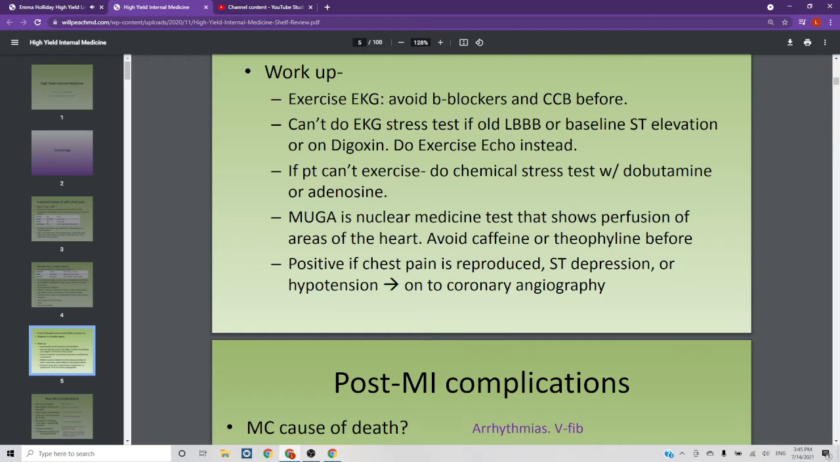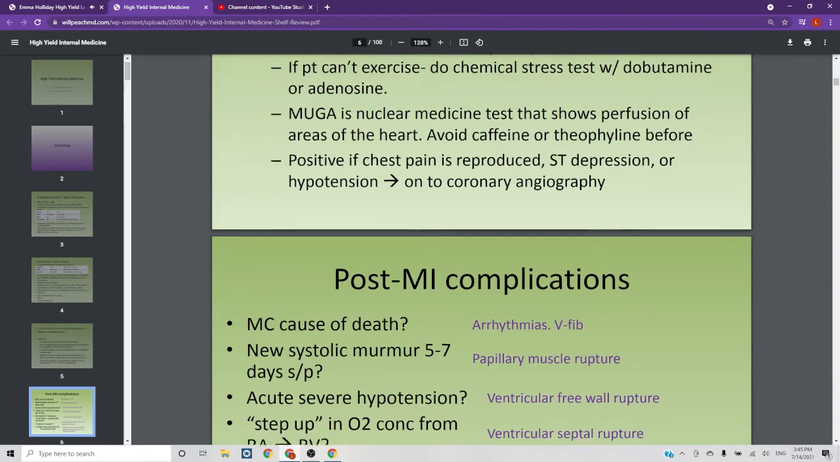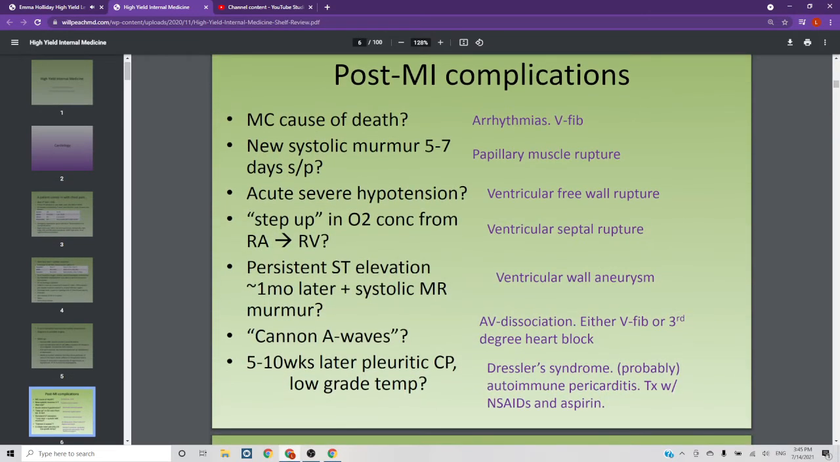Okay, so after an MI, what do we worry about in our patients? The most common cause of death in a patient who had a heart attack. Arrhythmia, very good. VFib is the scariest one, right? So what if our post-MI patient has a new systolic murmur 5 to 7 days after their MI? It's a new systolic murmur. Regurg from papillary muscle rupture, absolutely.